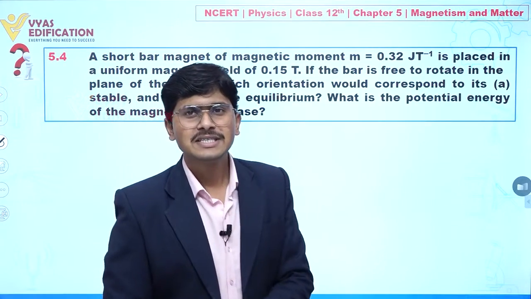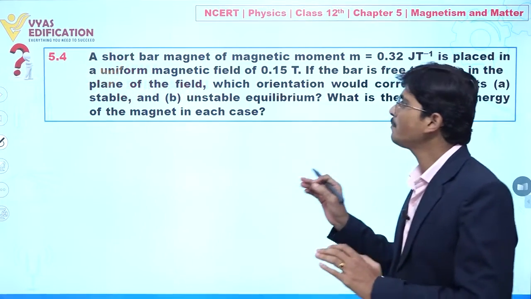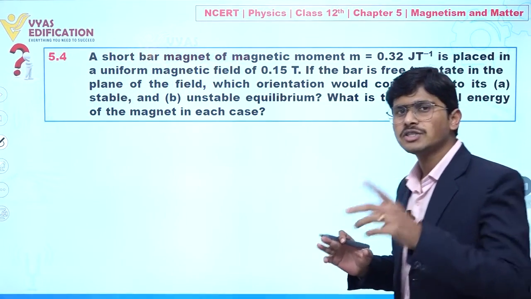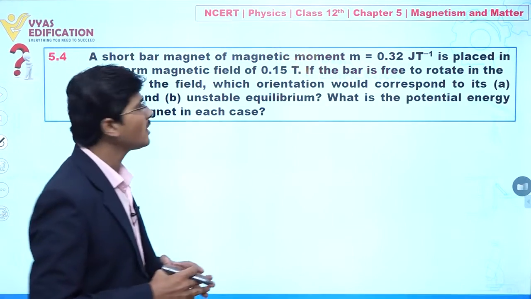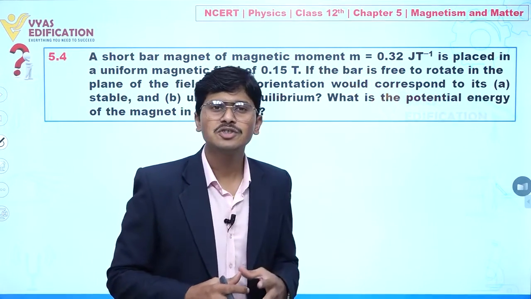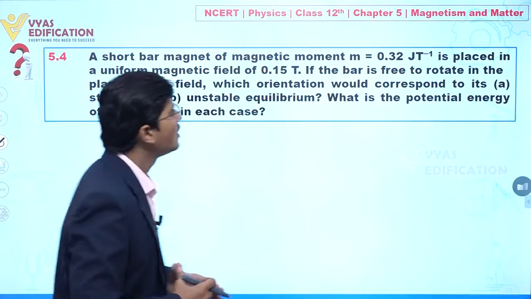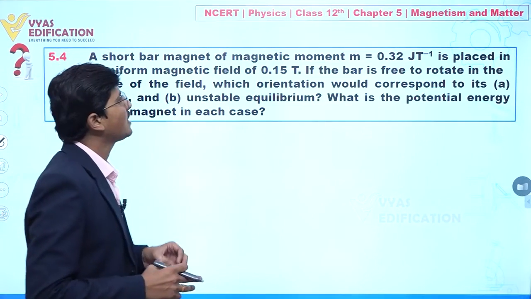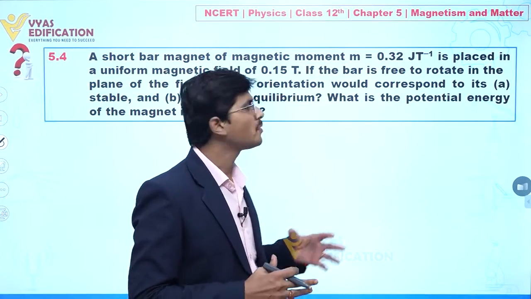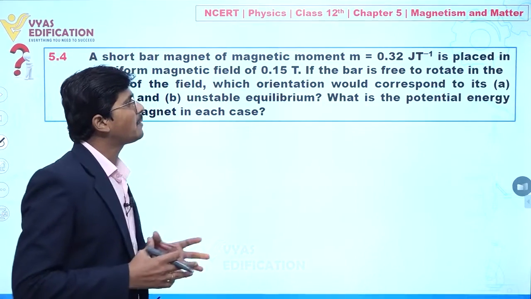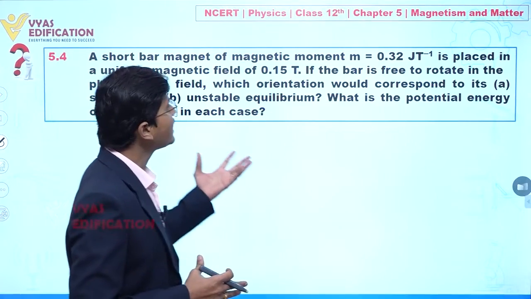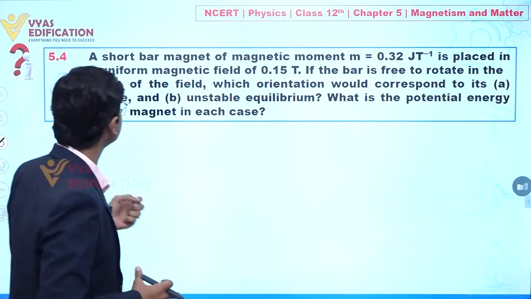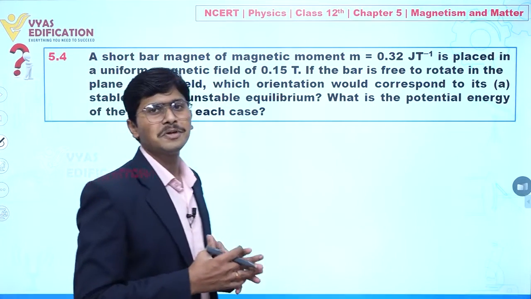Now we are going to discuss question number 5.4. In this question, a short bar magnet of magnetic moment small m equal to 0.32 joule per Tesla is placed in a uniform magnetic field of value 0.15 Tesla. If the bar is free to rotate in a plane of the field, which orientation corresponds to its stable and unstable equilibrium?